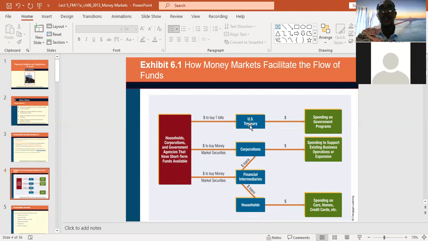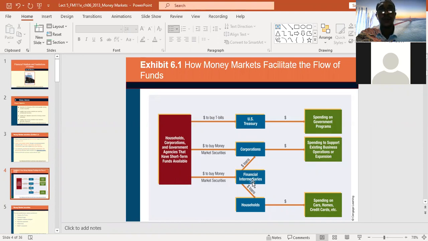So the US Treasury, the government, can use this money to spend on government programs, because by buying, they are providing money to the government. So the government will have some money to spend on capital projects. Companies will also have some money for their business expansion. So you can see, basically, it is this group of people, households, corporations, and also government agencies that provide the finance to do all this investment.